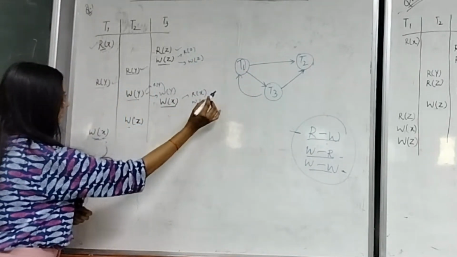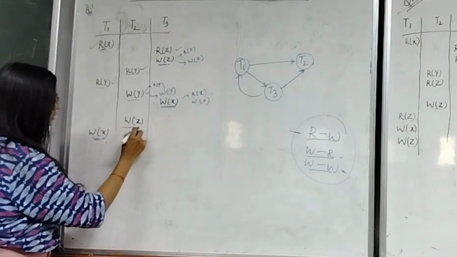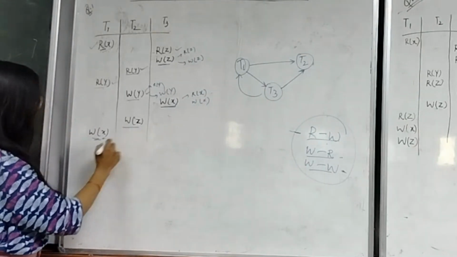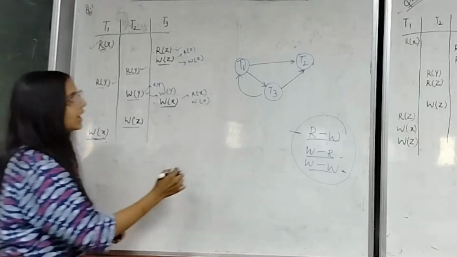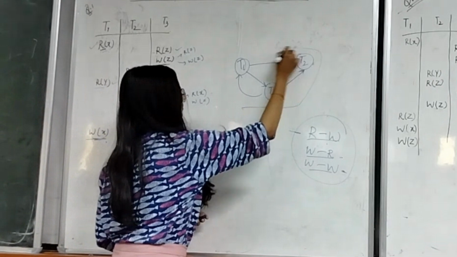There is no read of x, so no conflict. We'll check for write of z. There is no conflict. We'll check for write of x. There's no conflict. Thus, our precedence graph is completed.